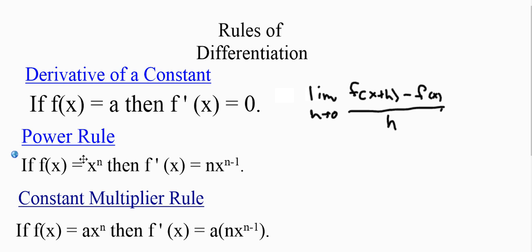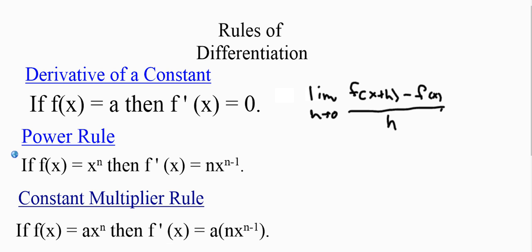The next rule is the power rule. We have f of x, which equals x to the n. Whenever you have a power function, all polynomials are power functions. Square root functions and whatnot are power functions as well, and we'll talk about those in a little bit. The power rule states that you can take the exponent, put it as a coefficient, and then subtract 1, and that gives you your derivative. We can add a constant multiplier rule to this, in which we have a times x to the n, and the derivative f prime of x would equal a times n times x to the n minus 1, and that is the power rule.